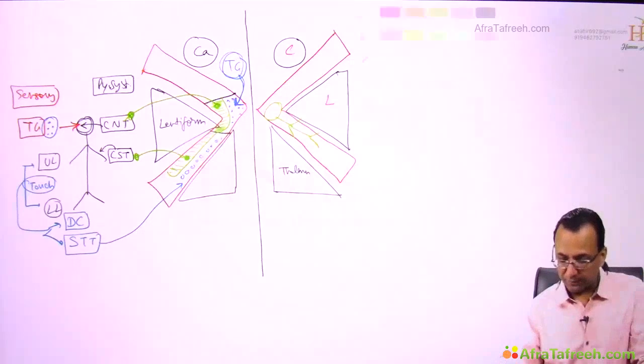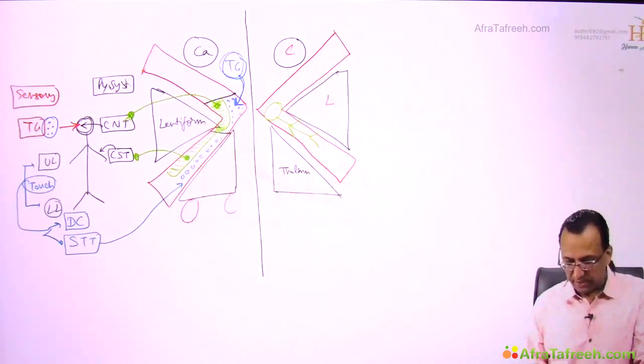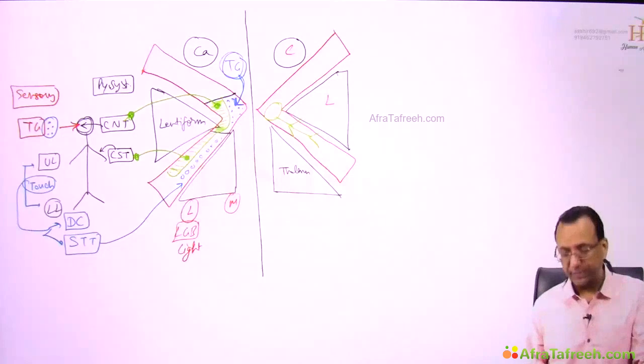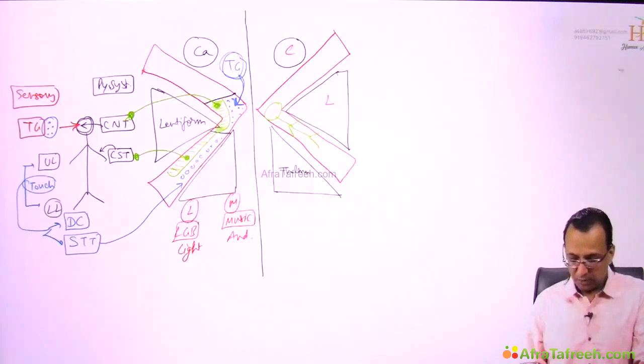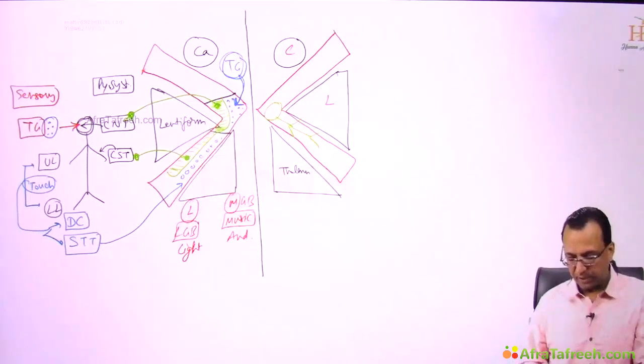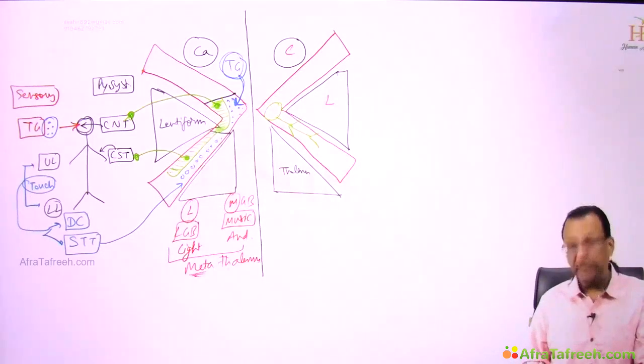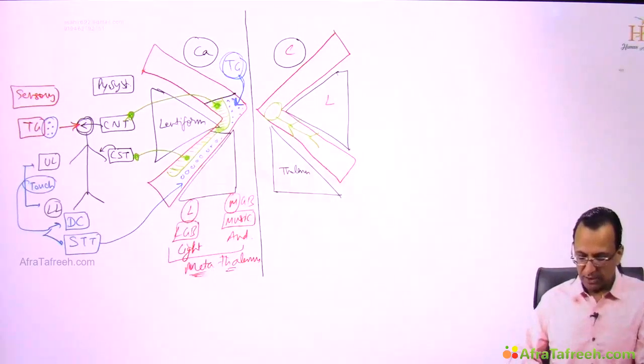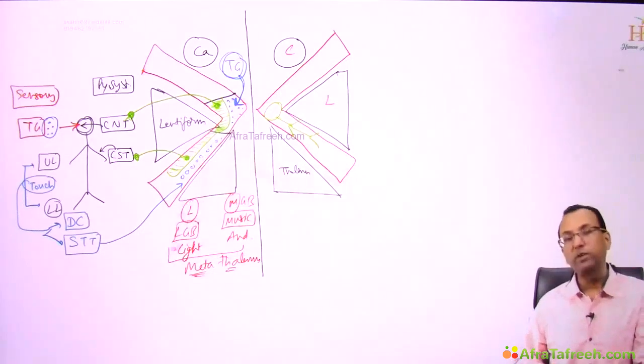Now, look at the medial geniculate body and lateral geniculate body. Lateral geniculate body is for the light pathway, and M for the music pathway, the auditory pathway. Together, this is called the metathalamus. Metathalamus is part of the diencephalon, having the lateral geniculate body for the light pathway, the visual pathway, and the medial geniculate body for the music pathway, the auditory pathway.